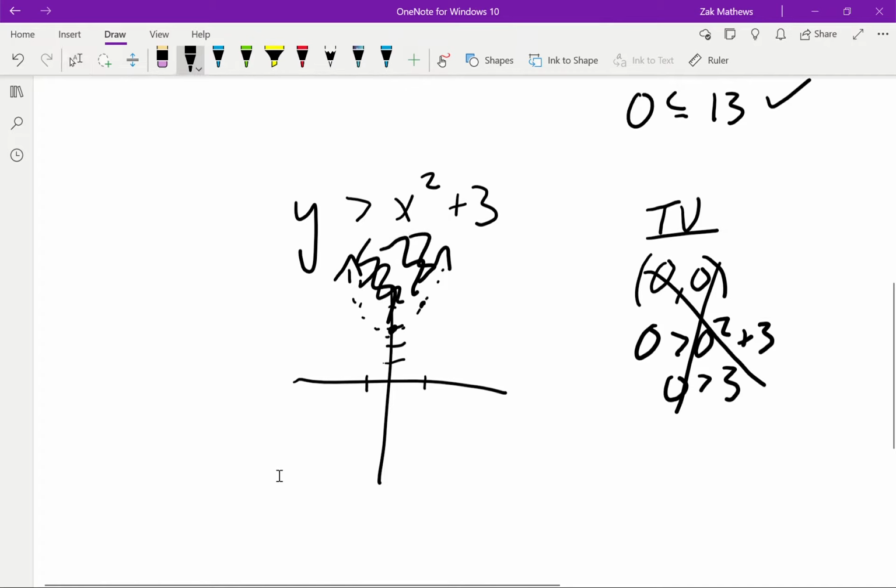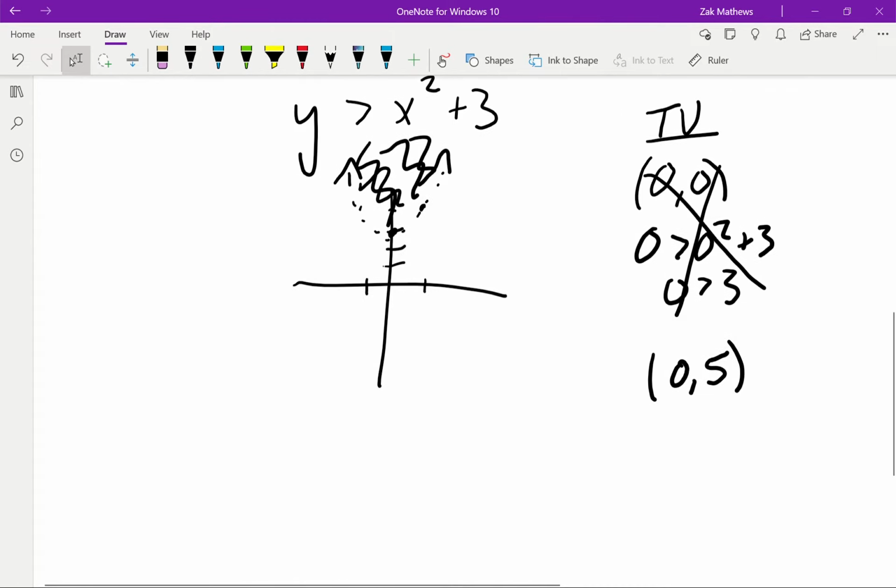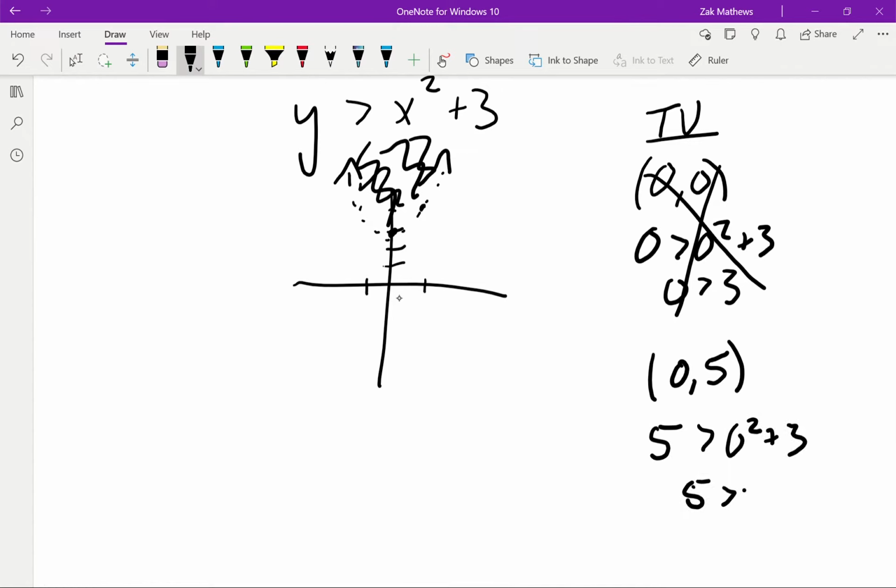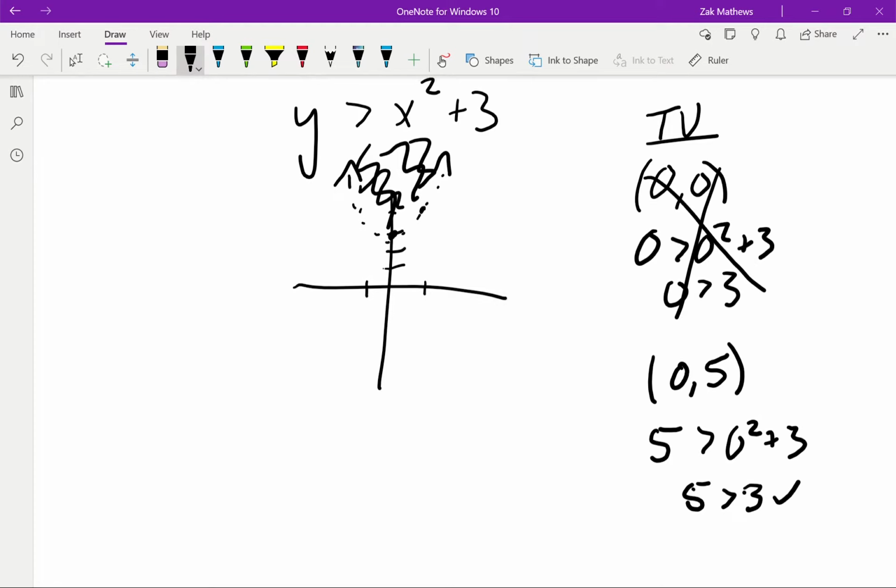Something that's definitely in this region would be, say, 0, 5. If I plug in 0, 5, is 5 greater than 0 squared plus 3? Well, yes, 5 is greater than 3. That is true. So we've validated that upper region.